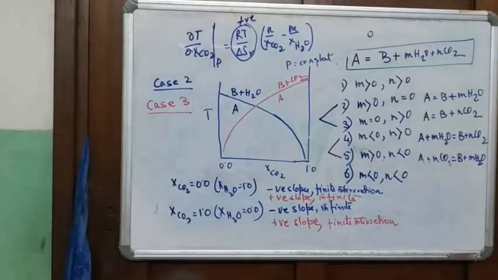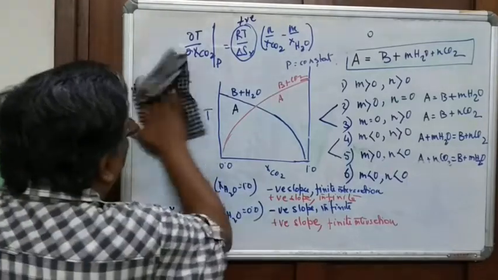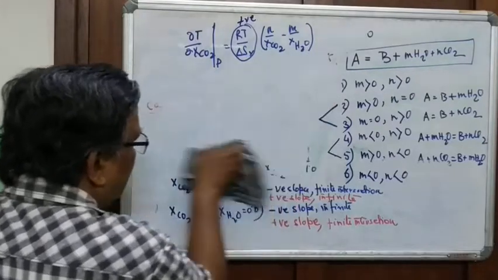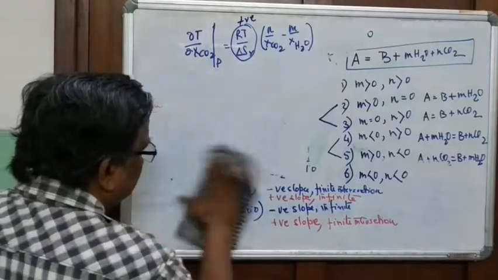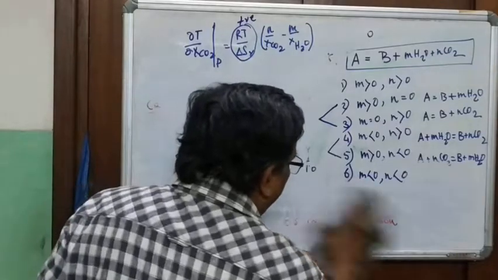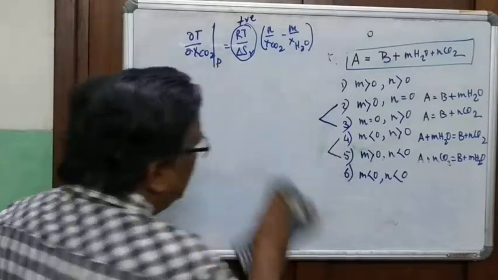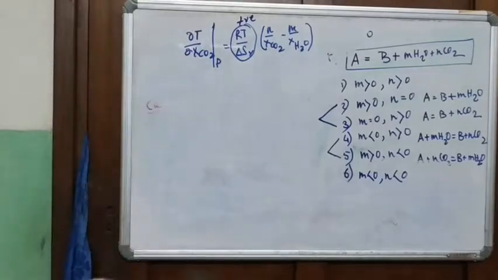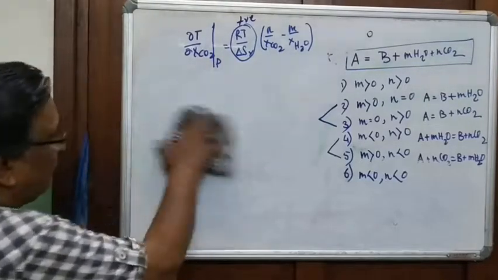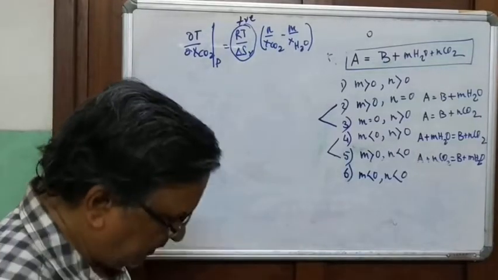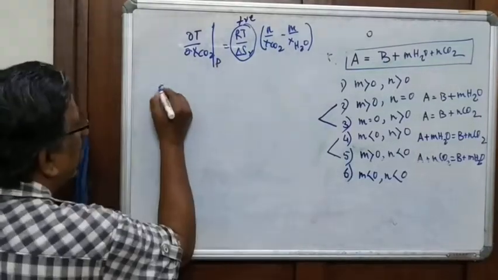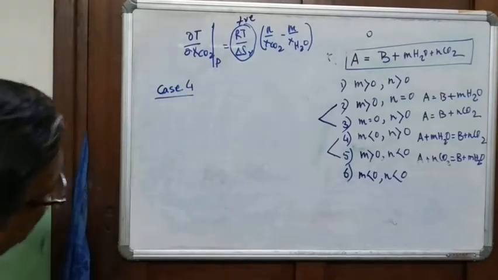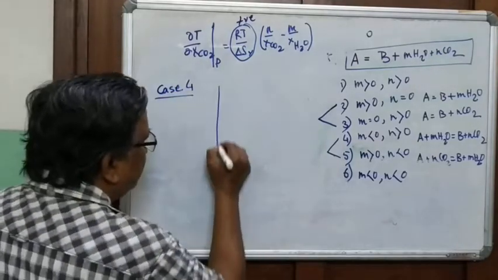Let's go into the last of it. We take the last now. So we take now case number 4. So we will take case 4. And again, we draw the diagram.